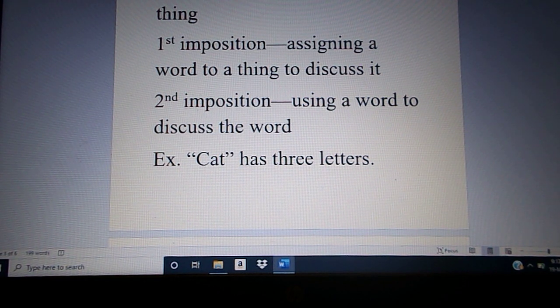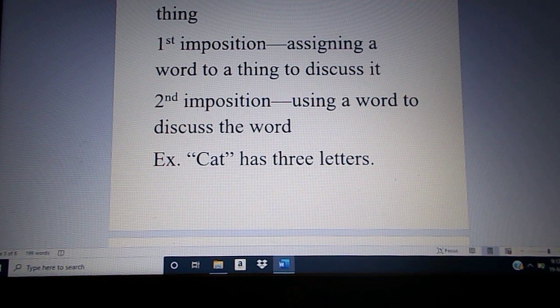But if I didn't have that, then that would be ungrammatical because I would be referring to the thing in the world. "Cat" has three letters? Well, no, not unless he's been down to the post office and picked up the mail for you. Then he might have three letters. But otherwise, the cat doesn't have three letters. We need those quotation marks to show that we're talking about the word and not the thing.